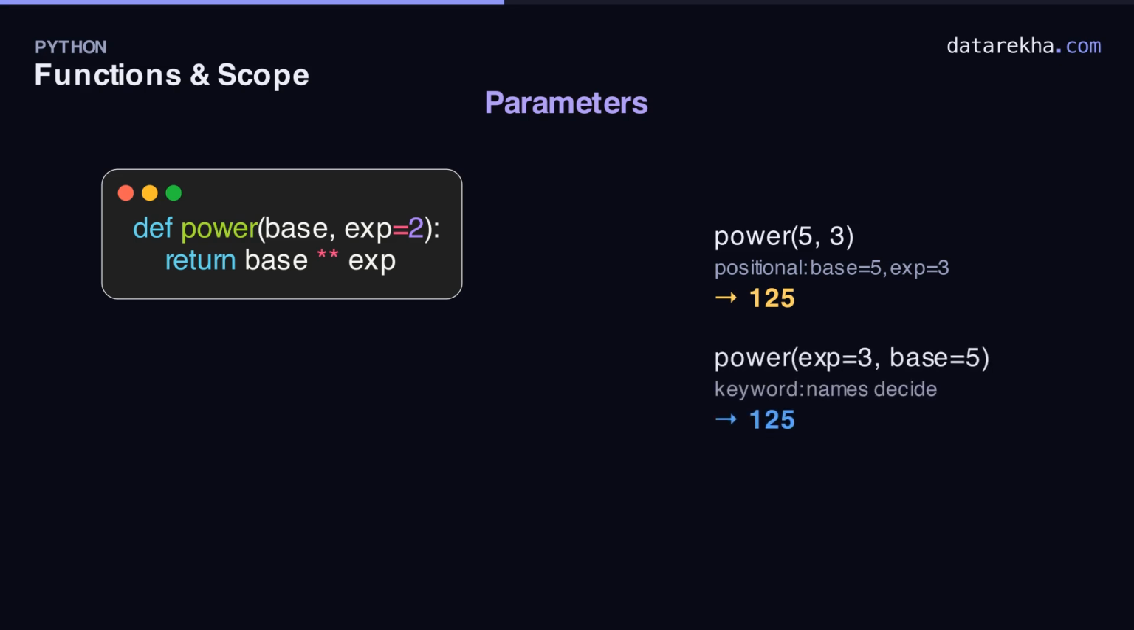Second, keyword arguments. power, exp equals 3, base equals 5. Now the names decide the mapping, not the order. So even written backwards, we still get 125. And third, the default. power of 5 with no exp at all. The missing argument falls back to its default, 2. So 5 squared, 25. Defaults fill the gaps you leave.